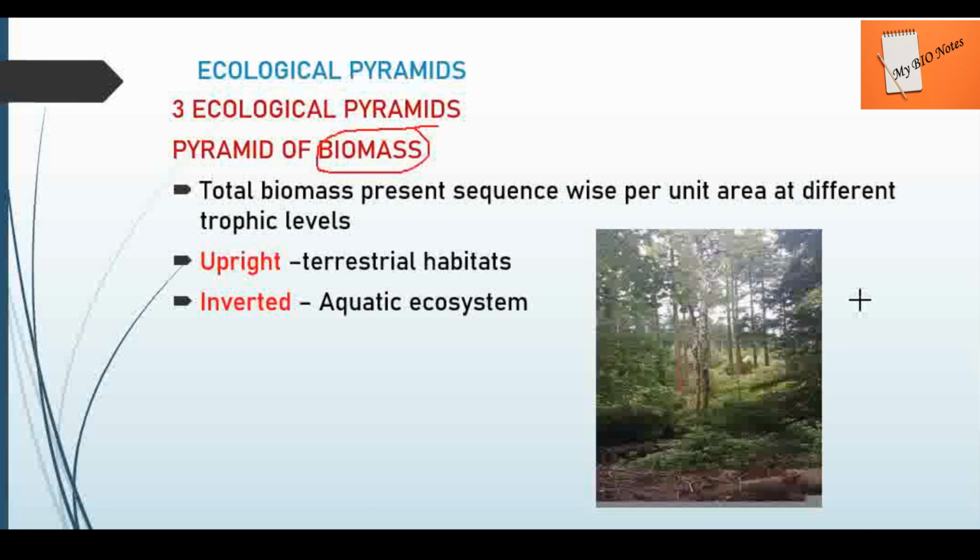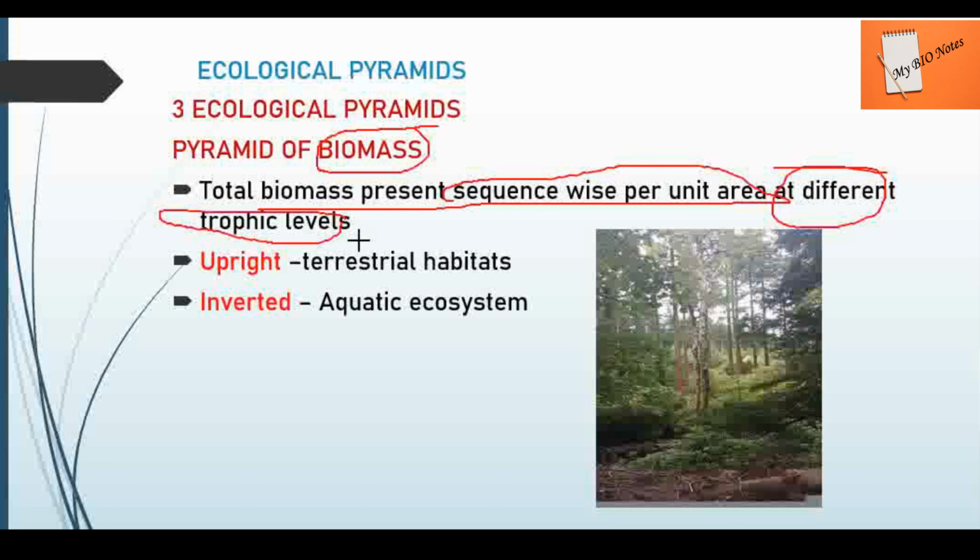How much amount of biomass is going to be there in a particular ecosystem. So the total biomass present per unit area at different trophic levels, that we are going to find out. So how the pyramid is going to be: it is in upright position in terrestrial habitats.